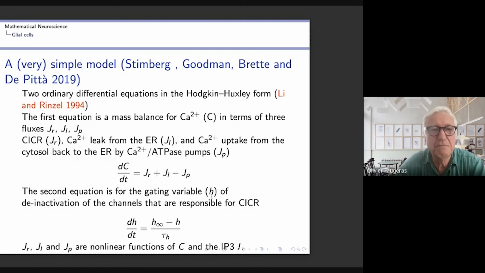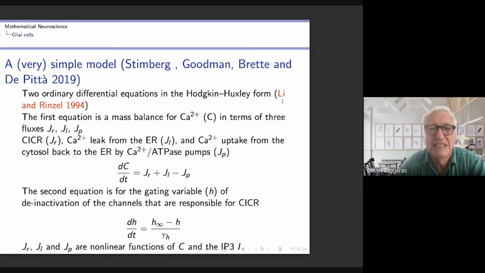And the model is basically a slightly modified Hodgkin-Huxley model. Their particular model is the one by Li and Rinzel. I'll show you a slide in a few minutes. Li and Rinzel in 1994.